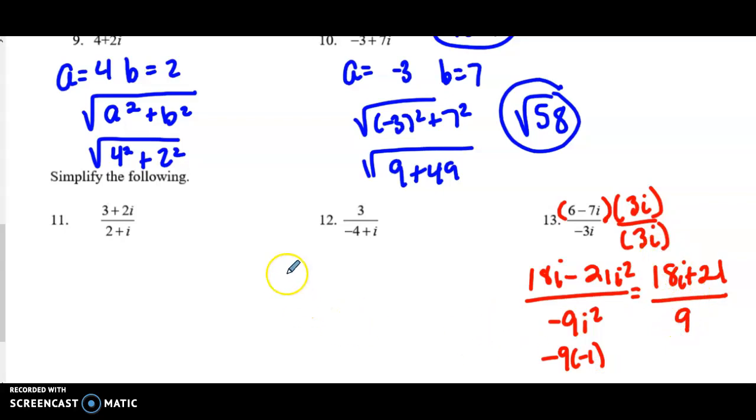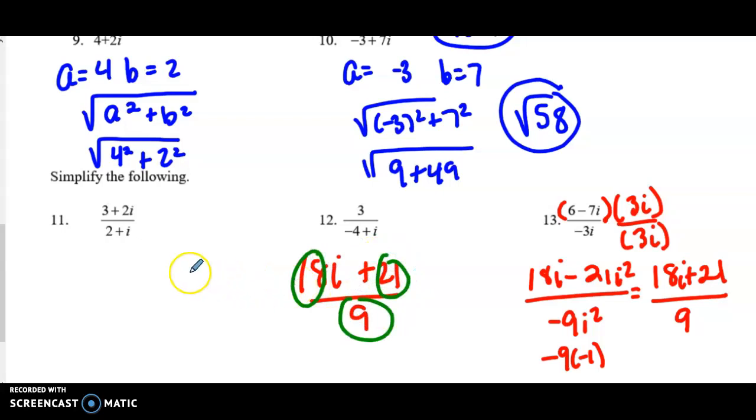Now, we want to see if we can simplify this. 18i plus 21, all divided by 9. The only way you can simplify it is if you can divide all 3 pieces by the same thing. In this case, you can divide them all by 3. So this becomes 6i plus 7 all over 3.